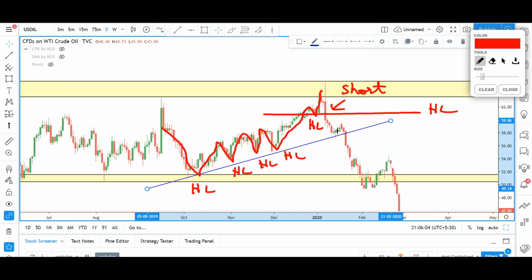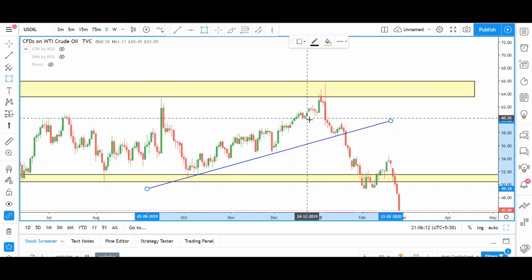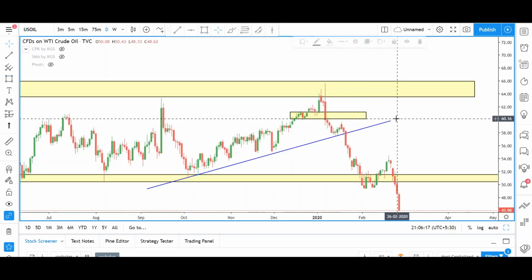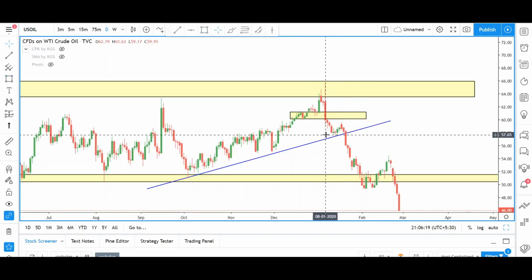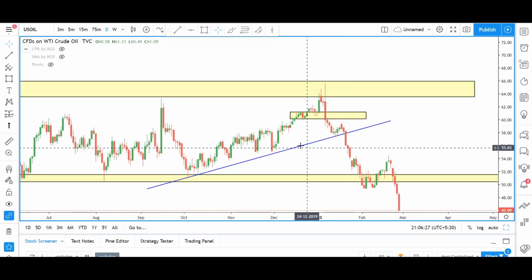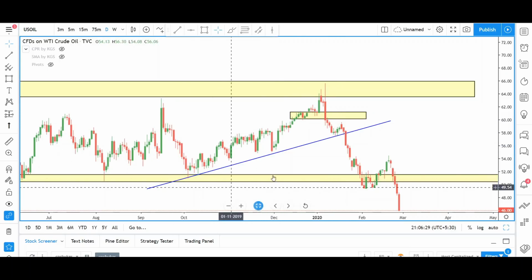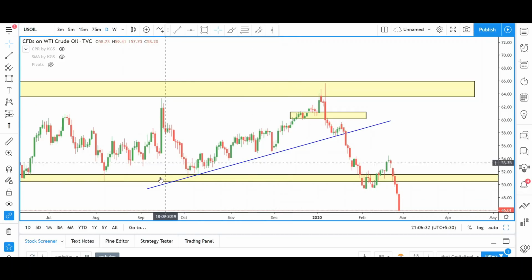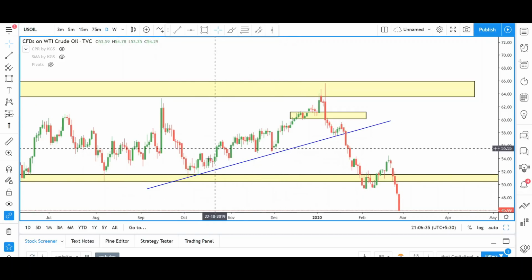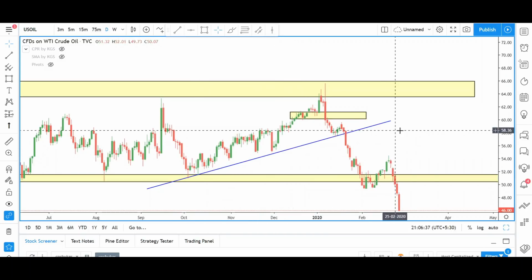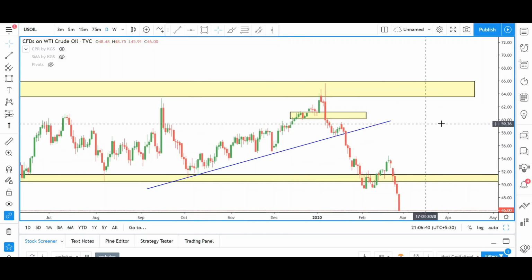Now where will you book your profit? In the daily chart, it has broken the Dow theory on this particular day, which is 8th and 9th January. Now where should you book your profit? You should book your profit here, because the candles are going in this trend line, so you should book your profit in this trend line only.